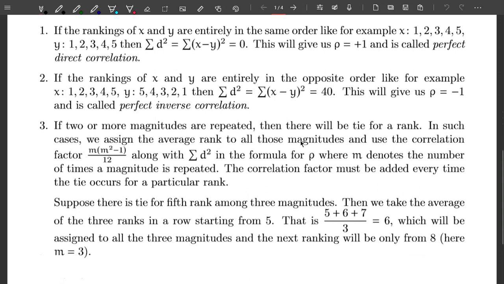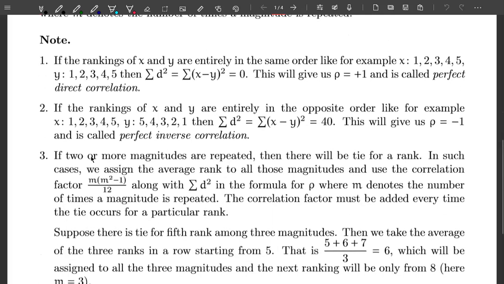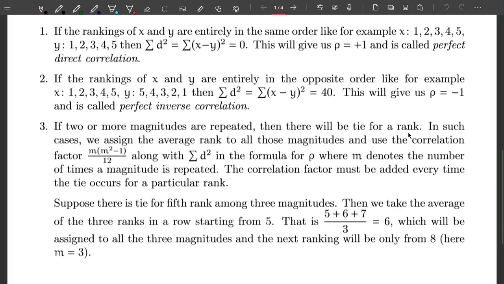Third, notice that for this particular case, when you are taking the case of repeated ranks, then we use note 3. If two or more magnitudes are repeated, then there will be a tie for a rank. That is, if two students get the same rank and both of them should be assigned the second rank, then there is a tie.